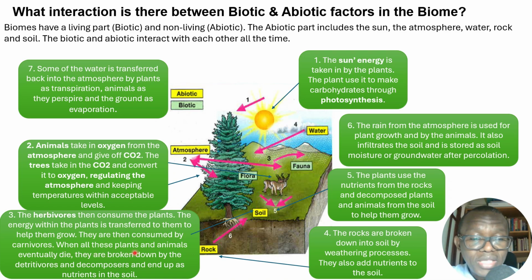And when these plants and animals eventually die, they are broken down by the detritivores, or sometimes they are referred to as detrivores, and decomposers, and they end up as nutrients in the soil. So you can see here that there has been a transfer of nutrients and carbon between the sun and the plants, and then the animals, and eventually we have carbon as well being transferred into the soil. So there's interaction between the biotic and the abiotic all the time.